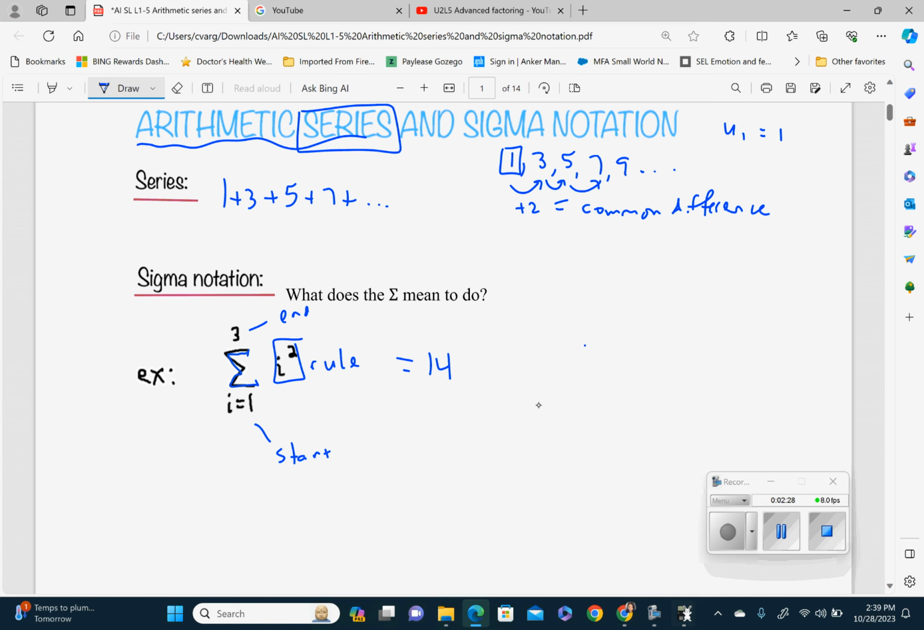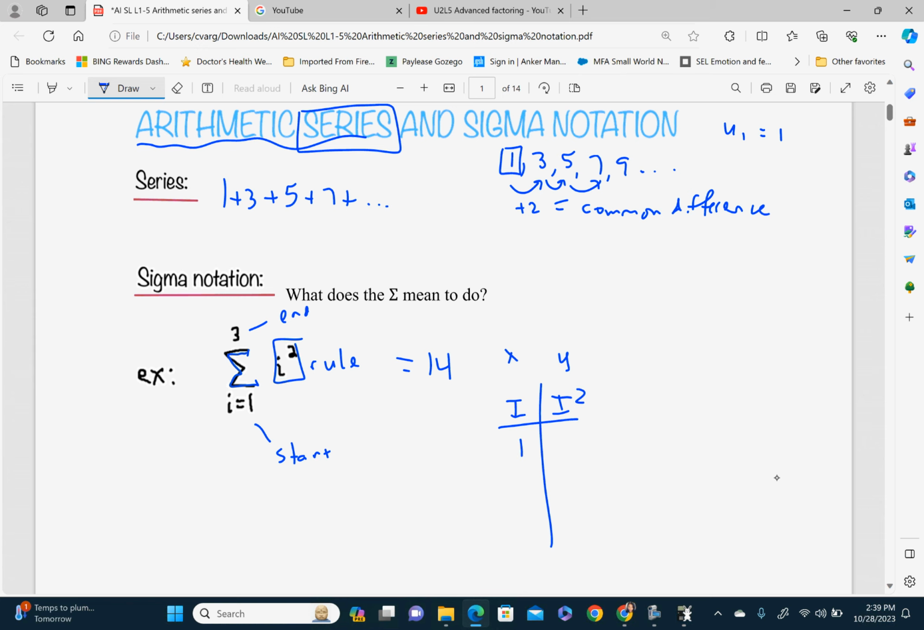This answer is 14, but let's figure out why the answer is 14. What does this even mean? Basically you have I, which is like our X, and this is like our Y, and our Y is going to be I squared. The number that we start at is 1, and the number that we end at is 3, and we are counting, so 1, 2, 3. In this column right here is I squared, so 1 squared is 1, 2 squared is 4, 3 squared is 9. Remember what summation means, right? That sigma means to add all these up, and when you add them up, you do indeed get 14. So that's why your calculator gives you 14, okay?